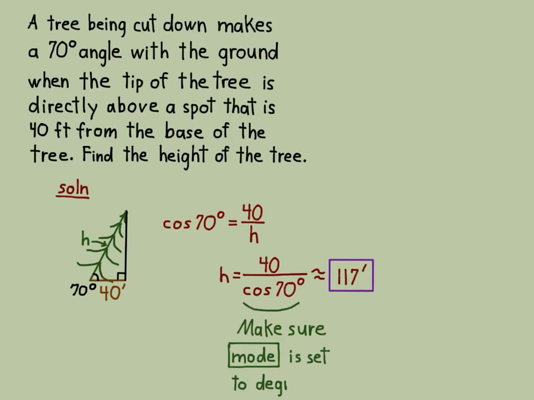So again, make sure the mode is set to degrees. This is the thing you should be most paranoid about when doing these kinds of trig problems: is your mode in the right setting? The wrong mode gives 63.2 feet, which is completely wrong. So you don't want to do that.